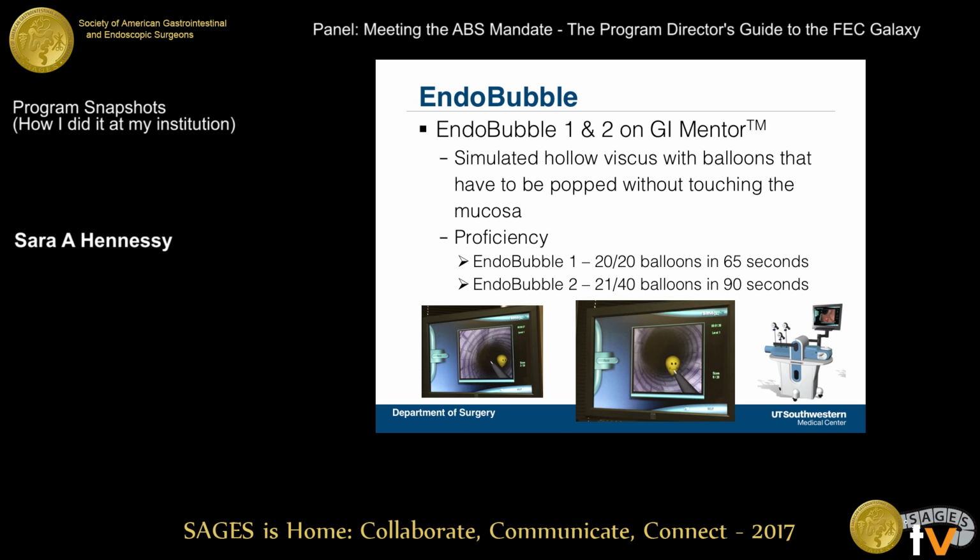So Endobubble 1 and 2, I'm just going to go through the different simulations that we have and how we're achieving our skills training. The Endobubble is on the GI Mentor. Our residents are required to complete Endobubble 1 and 2, which is a simulated hollow viscus with balloons that have to be popped without touching any of the mucosa. And they have goals in order to attain proficiency in Endobubble 1 and 2.